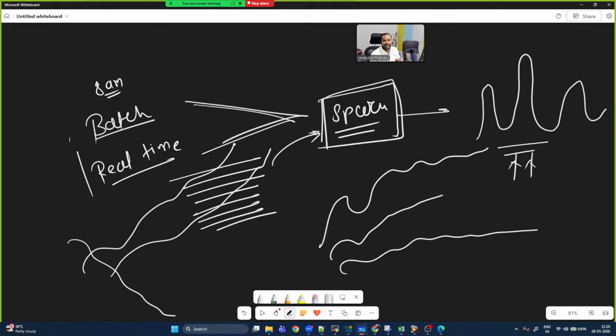So if you have data where real time processing is required, or if you require batch processing, Spark can do that. So Spark is very fast.